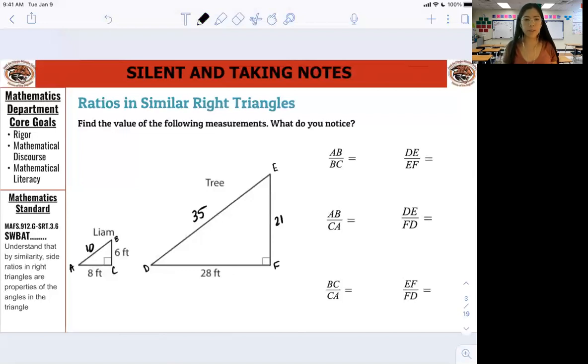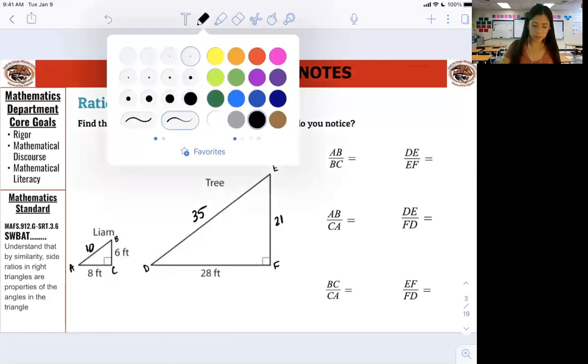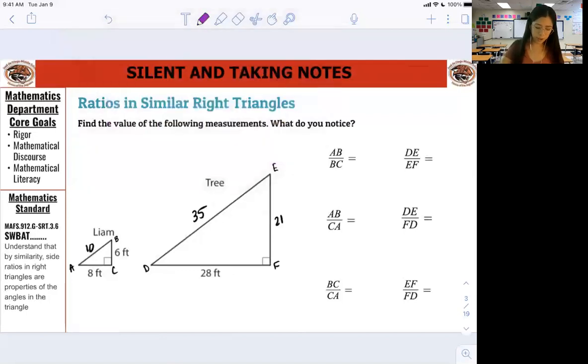In case anybody's confused, because I am waiting for annotations, I can do the first one. I'm doing AB over BC. So that would be 10 over 6. 10 over 6 equals 5/3. So I want you guys to go ahead, annotate the screen, fill in each of those fractions. What are they going to be?